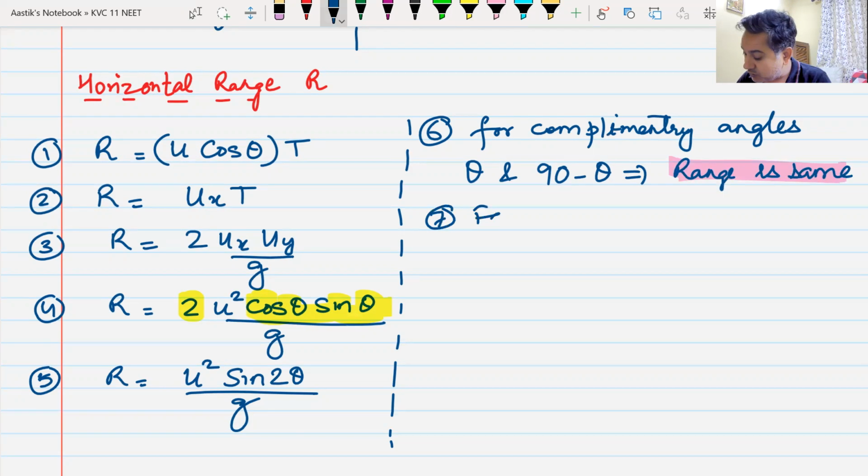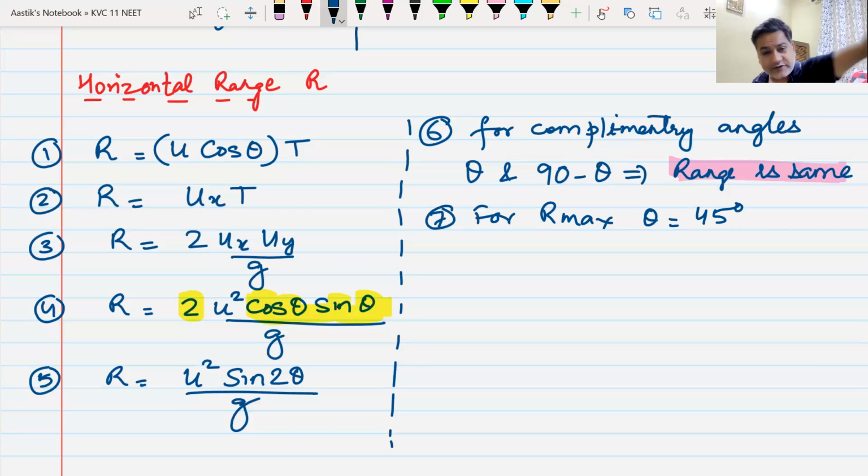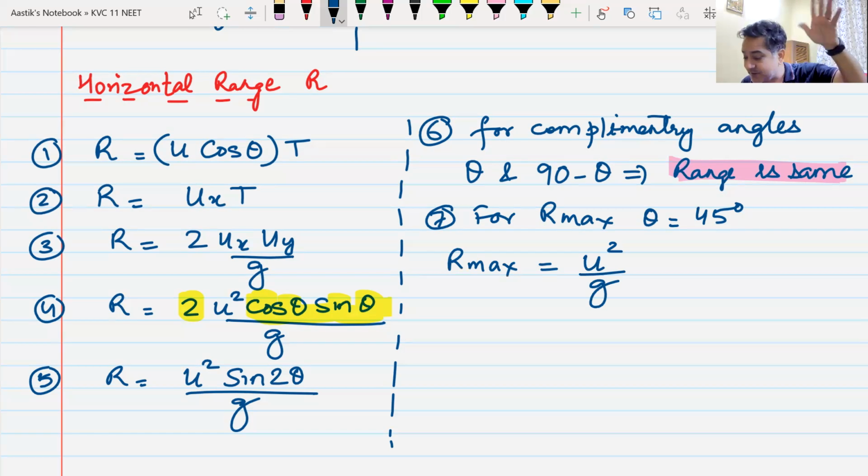7. For maximum range, theta must be equal to 45 degrees. If you throw something at 45 degrees, it will travel the maximum distance. And if I put the value of angle as 45, I will get maximum range as u square by g. Do we understand this, or has this gone above our head?